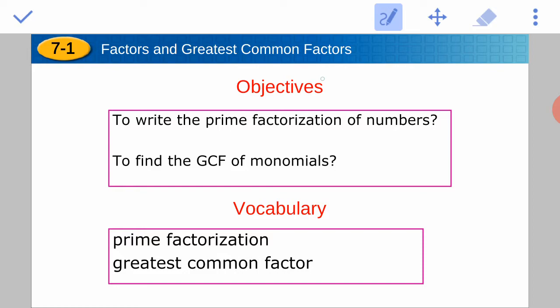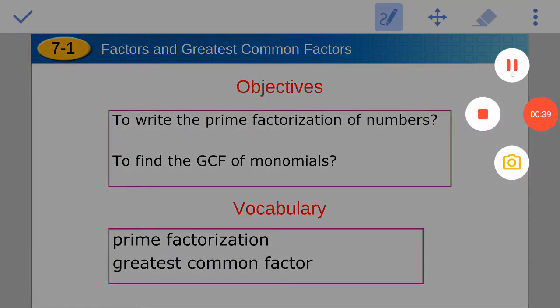In the first part, you studied two skills. Number 1, how to write the prime factorization of two numbers using two methods, the factor tree and the ladder diagram. Skill number 2, how to find the GCF, the greatest common factor of two numbers. In this part, you're gonna learn two skills. The first one, how to find the GCF of two monomials and a real life application.